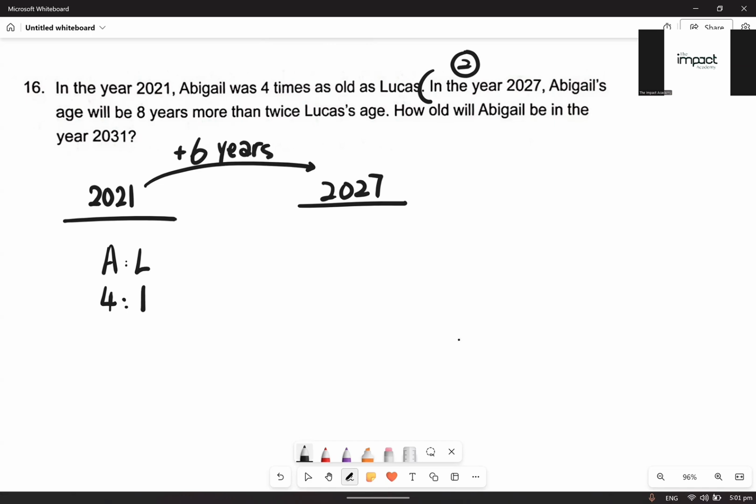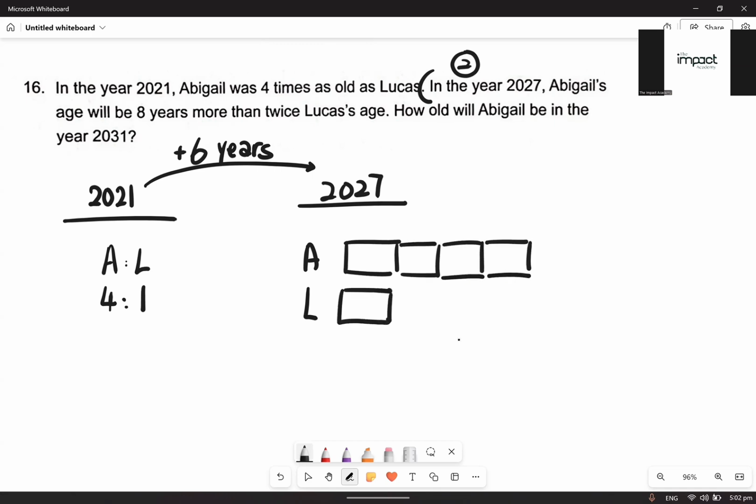Do we have to draw a table? For which one? For 2027? Okay, you can draw a model. Abigail to Lucas. At first Abigail was 4 units, right? 1, 2, 3, 4. And then Lucas is 1 unit, right? What happens is that we are going to add 6 years. This is the 6 years over here. Don't forget to add 6 years to Lucas also, because Lucas cannot remain the same, right?